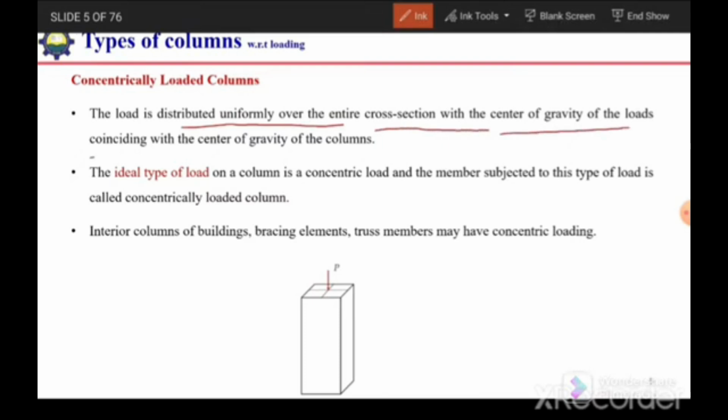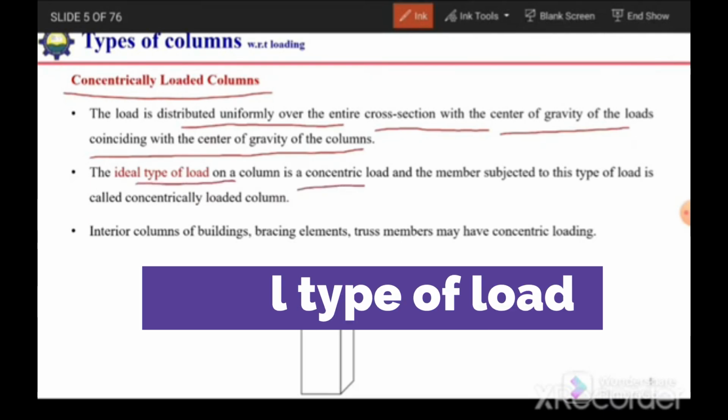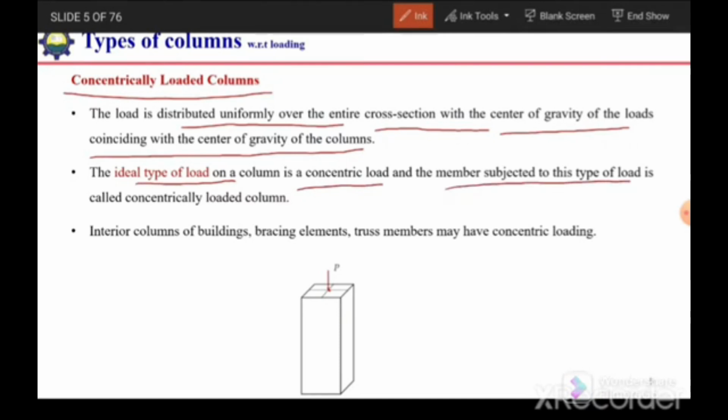gravity of the loads coinciding with the center of gravity or centroid of the column. So here the load is considered acting at the centroid of the column. So this is the ideal case that the load is acting at the centroid of the column. So if the load is acting at the centroid, we can call it a concentrically loaded column. So the ideal type of load on a column is a concentric load, and the member subjected to this type of load is termed as a concentrically loaded column.